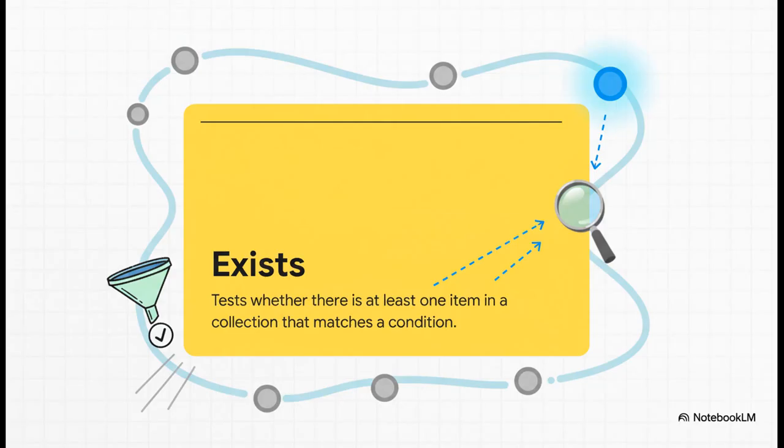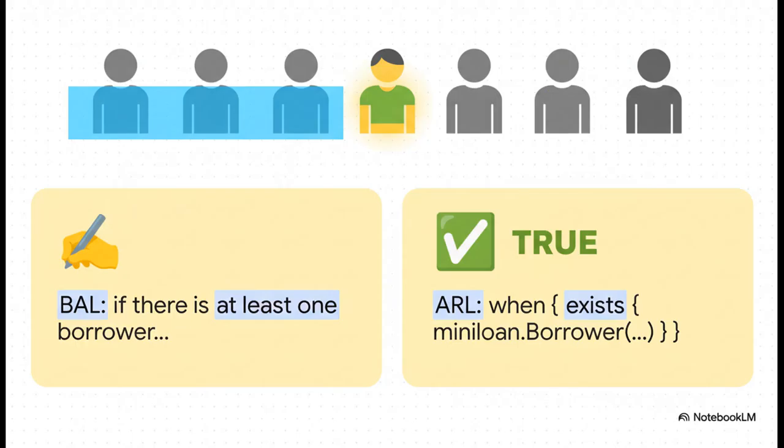And finally, there's exists. Now, this one is all about efficiency. It doesn't need to count everybody. It doesn't need to build a new list. It just needs to find one single match. The very second it finds one, it's done. And I love this translation. It's so direct. This simple, elegant phrase in BAL, there is at least one borrower, translates pretty much one-to-one into an exists clause in ARL. This keeps the logic crystal clear and super efficient. It's just a simple yes or no question for the engine.